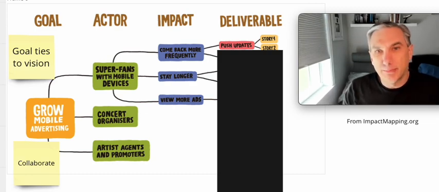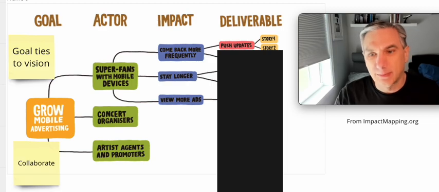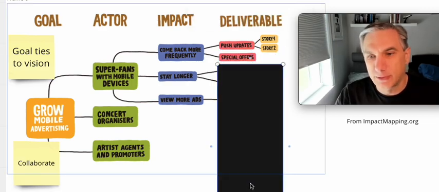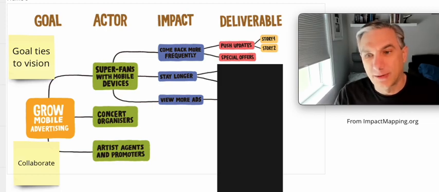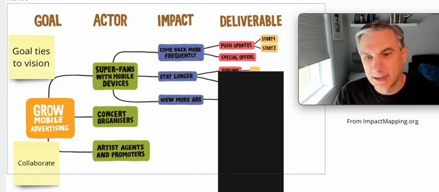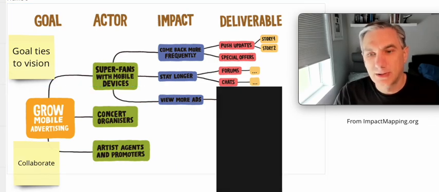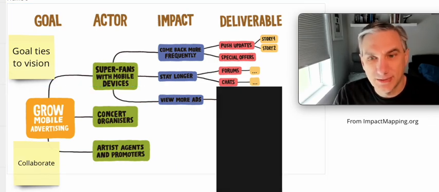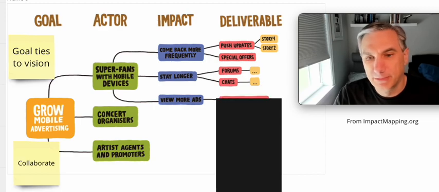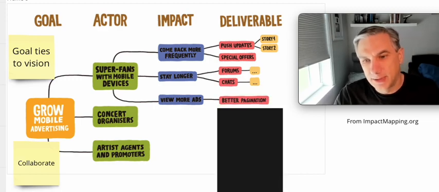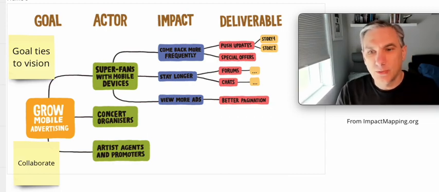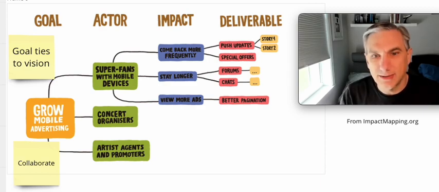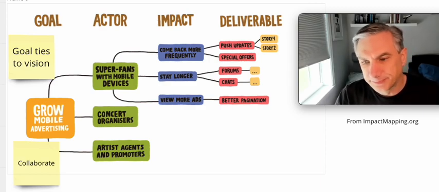And these are then where we can break things down into user stories that can go into a backlog, right? To come back more frequently, special offers. That'll bring them back to the site or the app more often. And again, write some user stories against that. How do we get them to stay longer? Have chats or have user forums, right? And then view more ads could be, better pagination, etc. So again, you would go through all of this, through each of your impacts, each of your actors. You can clearly see how things are linked to your goal, right?